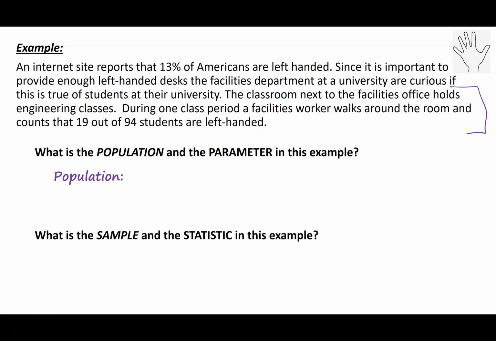So now we want to ask a couple of questions here. What is the population and the parameter? So the population is what bigger group of people do we want to make a statement about? Because we're interested in making a statement about left-handedness. But we are looking at all students at this particular university.